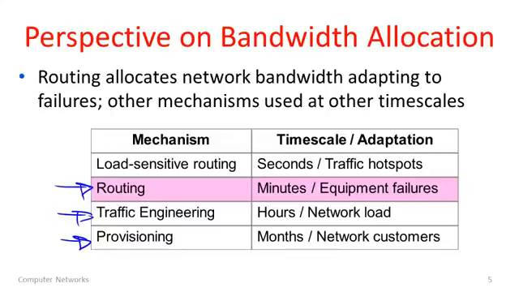Routing, as I've said before, is about adapting to equipment failures, finding good paths around or using only the working equipment. So the routes are going to change on the order of minutes at most, we would hope, less often, unless we've got a lot of failures. There's also a much more dynamic form of bandwidth allocation that I'll call here load-sensitive routing. This is adaptation on the timescale of seconds around hotspots in the traffic.